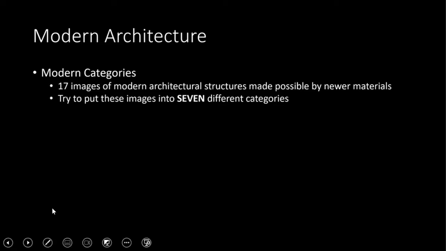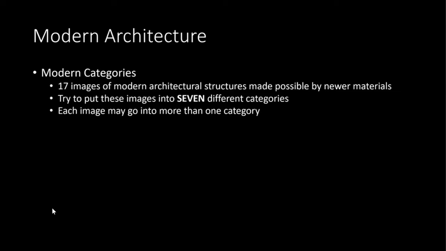Now, the thing that makes this tricky is it's not like each one of these things goes into only one category. Each image can go into more than one category, and some of them do. Some of them will go into as many as 4, I think. So it's a little bit tricky to try and get this, but think about that as sort of the challenge. You're trying to come up with 7 essential new things.